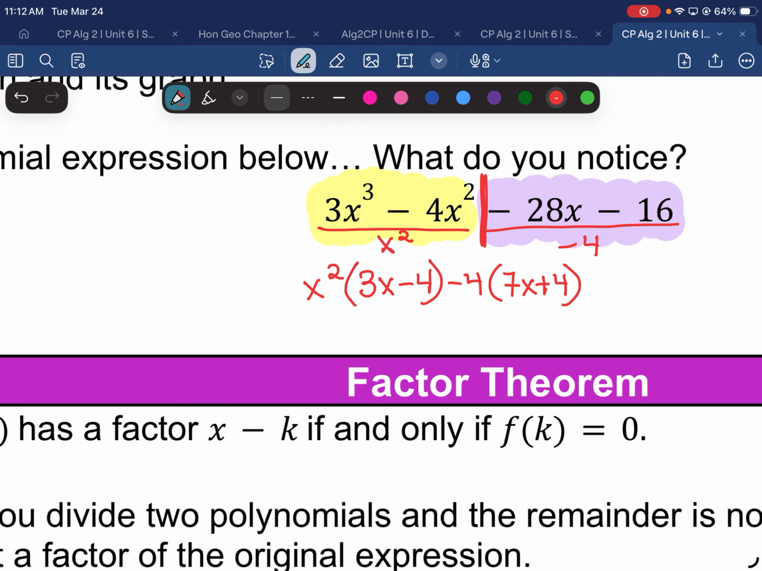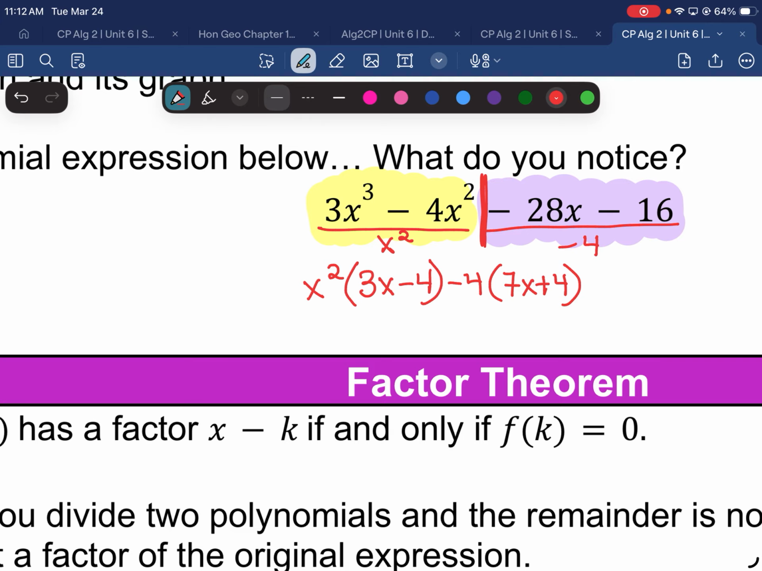At that point, what should you see? That's not happening. What do you notice? Olivia? What's in parentheses isn't the same. Yeah, it should match. That binomial should be the same. Okay? So, what we're going to be doing today is finding the factors using synthetic division, okay, because the factoring isn't working. Are you with me?